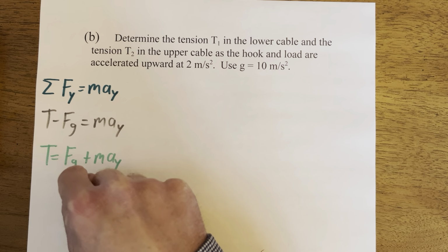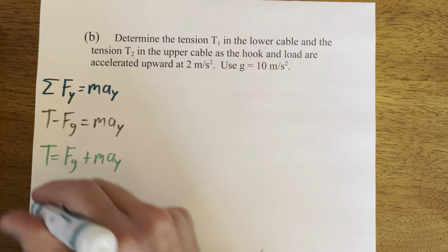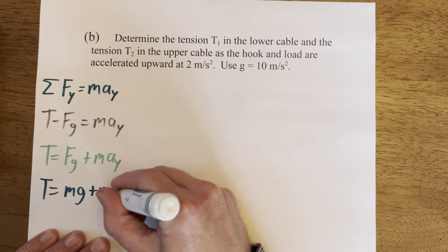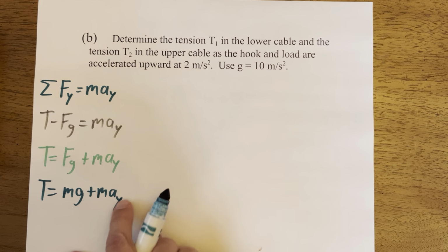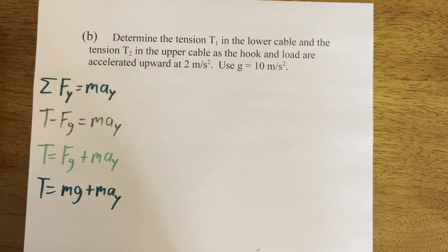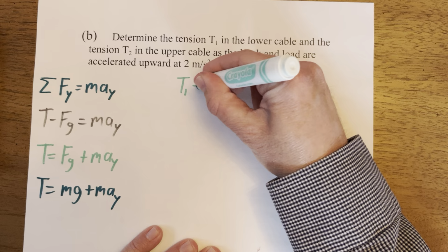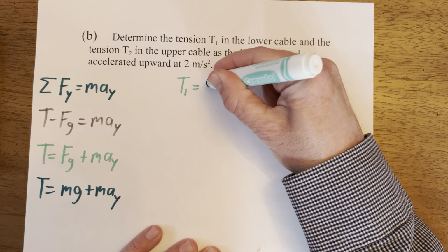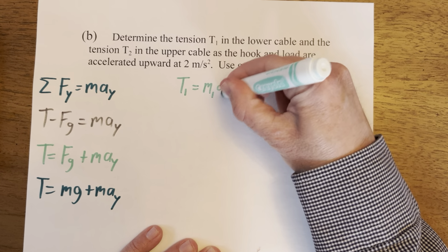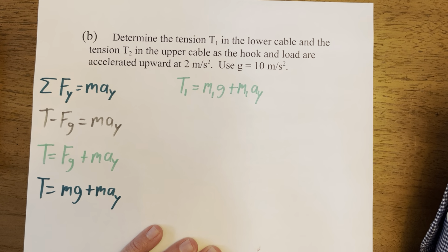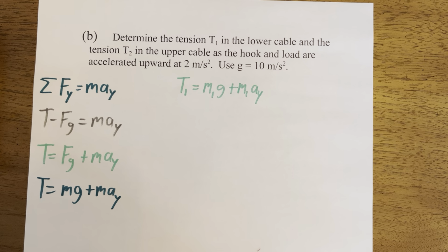And then last step, let's replace the force of gravity with what it is equal to, which is mass times the acceleration due to gravity. And there we wind up with the Frankenhoff equation. You can factor that m out if you want, or just leave it there. So now that we've got those, let's plug it in for T1. So T1 is going to equal the mass of the load, what they call M1 times g plus M1 times the acceleration in the y direction. So that's how we're going to set it up to solve.